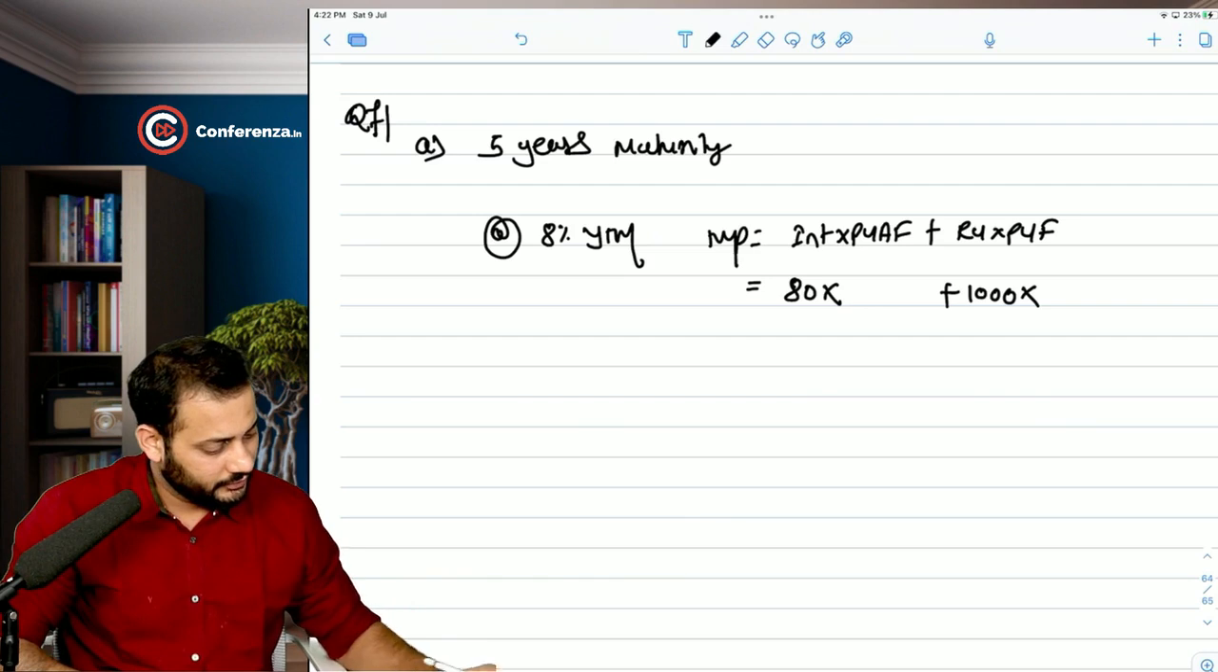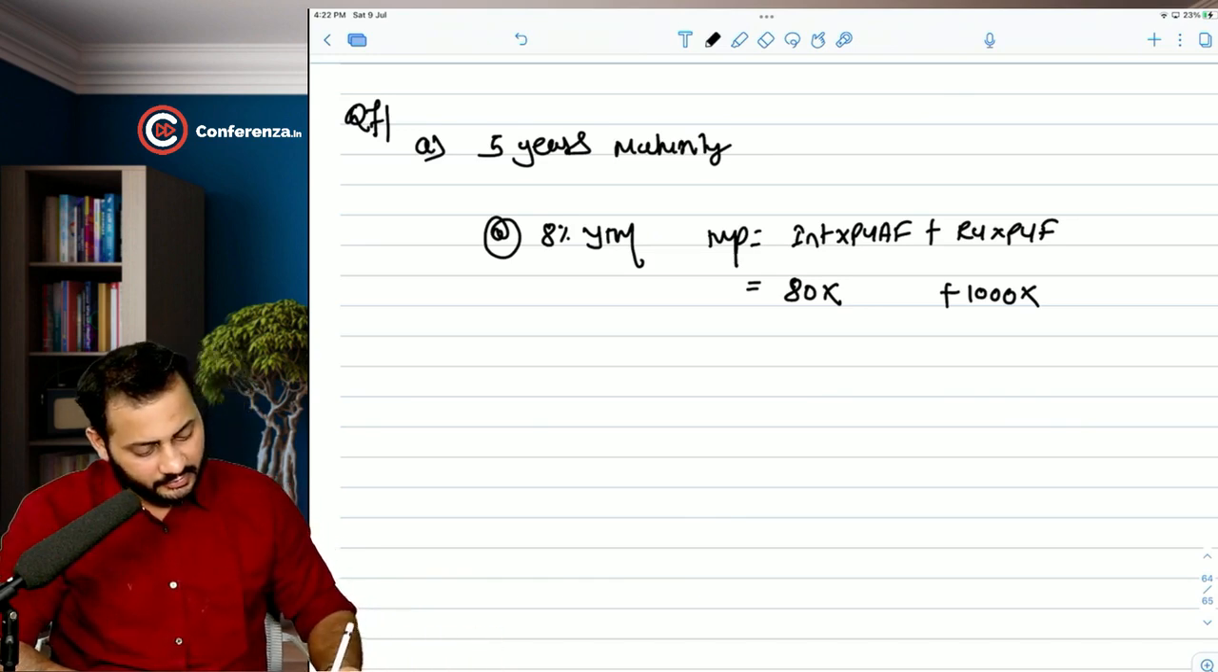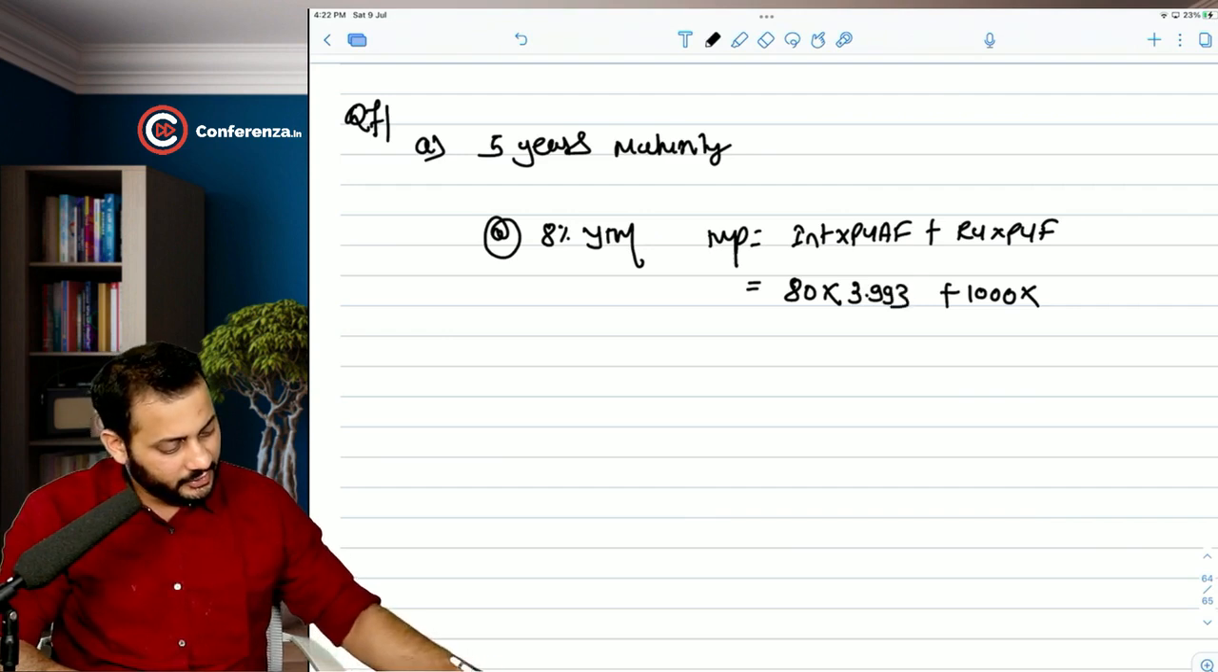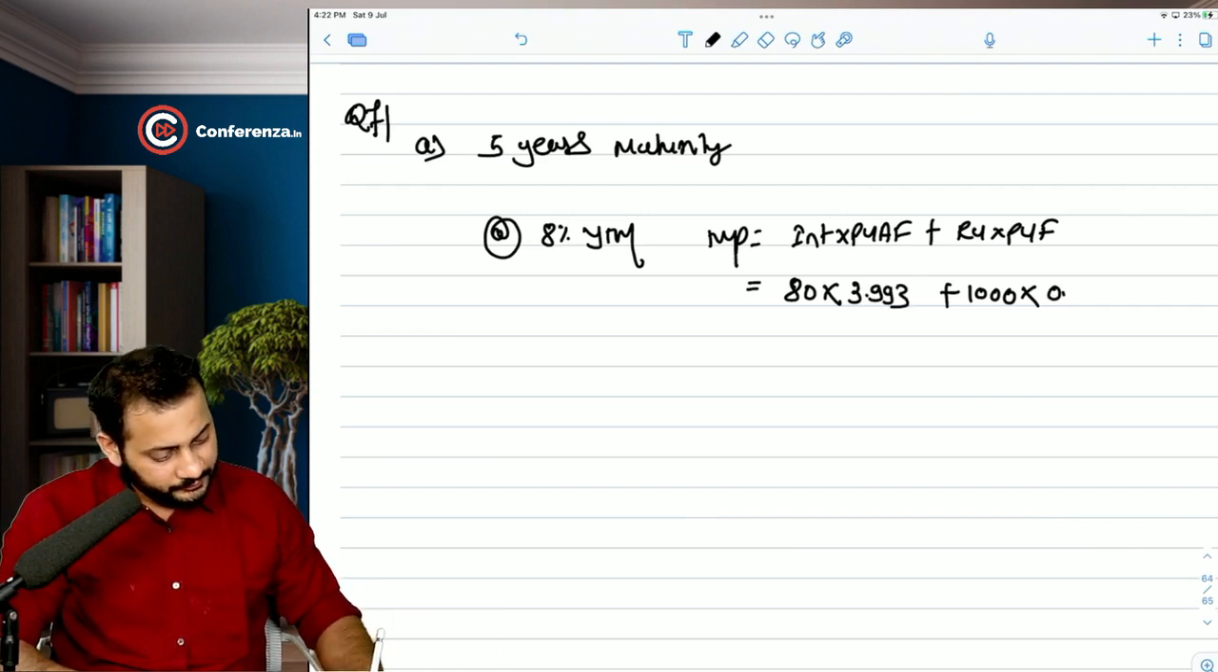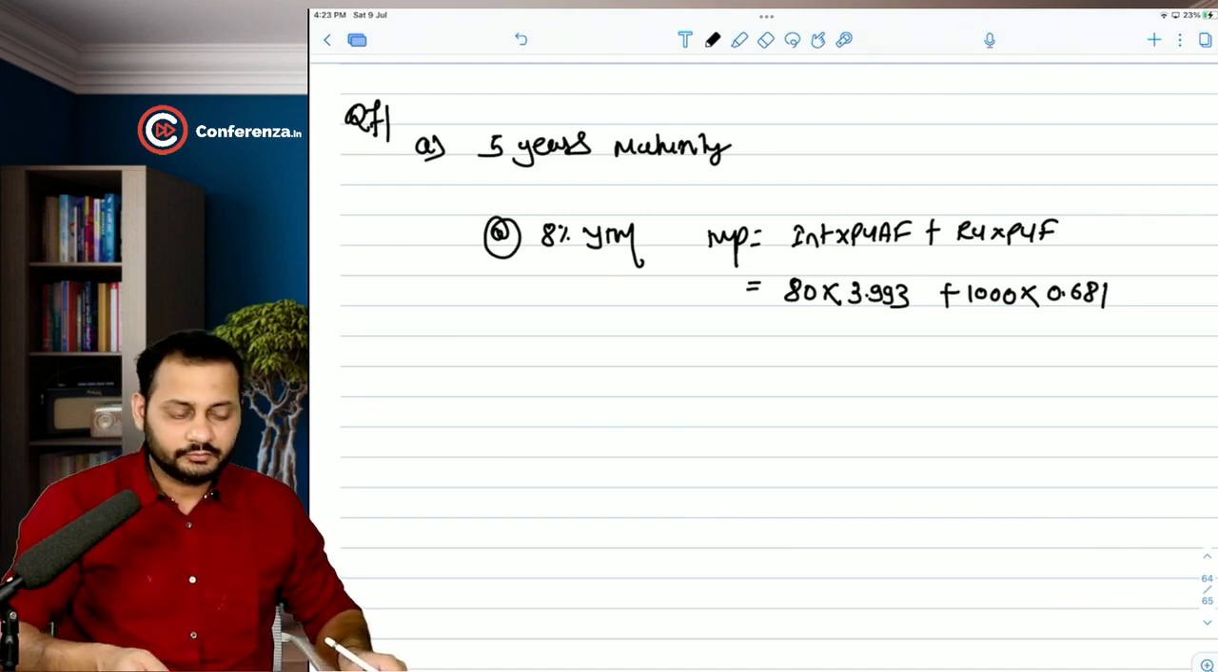With 8%, 1 divided by 1.08, and so on for 5 years, the annuity factor is 3.993. And if you press one button up, 0.681 will be the factor.